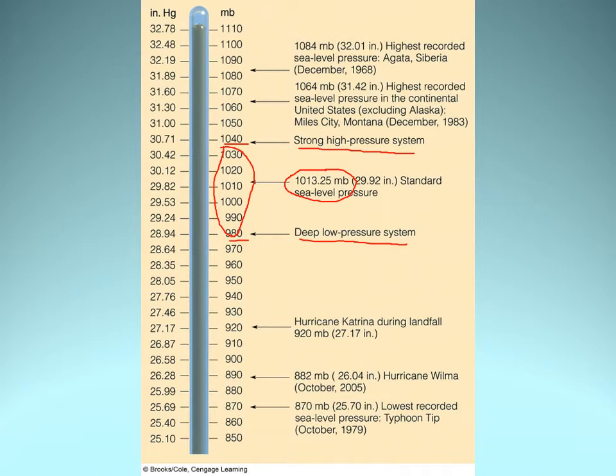Now, the highest pressure ever recorded was 1084 in Siberia in December. Extremely cold air can be very dense and can cause an extreme amount of pressure. Now, cold air isn't the only way we can get a high pressure.